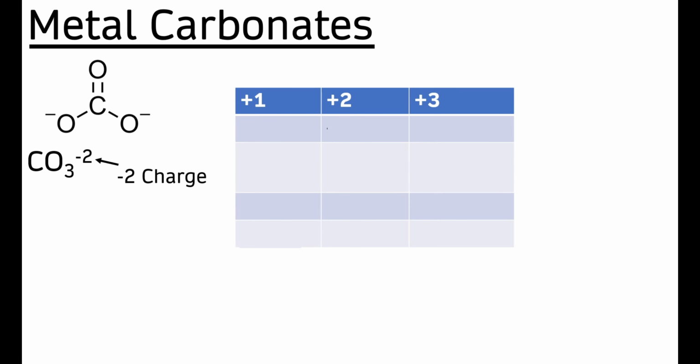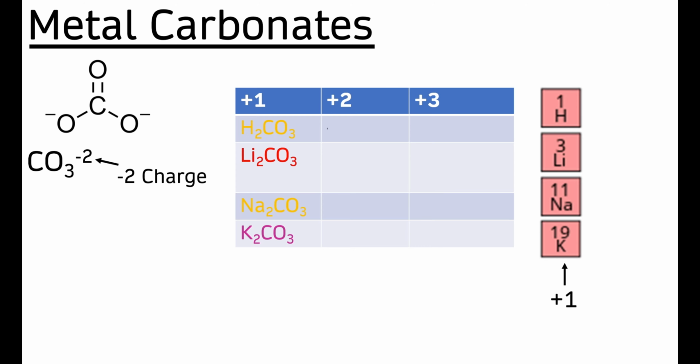Here we have a table of +1, +2 and +3 ions and their respective carbonate. The first here is H2CO3, or carbonic acid, and is the only acidic carbonate. The colour here is representative of what the ion would do in a flame test. For example, here hydrogen would explode. Then we have lithium carbonate, which is red, sodium, which is orange, and potassium, which is lilac.